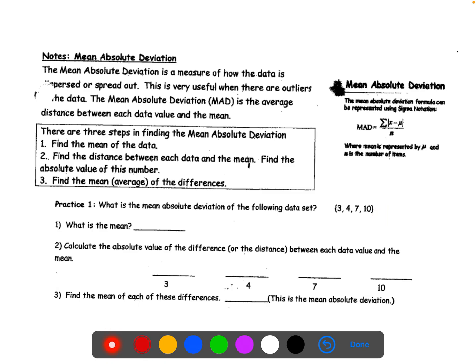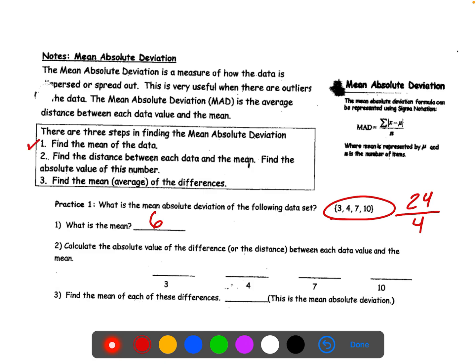But if you're doing it the old-fashioned way, remember we need to get the sum of our data. So we need to add all those numbers together. That would give us 24 as a total sum. Since there are 4 values, we're going to divide it by 4. And that gives us a mean of 6. All right, that should definitely be a review for you, but that's the first step in finding mean absolute deviation.